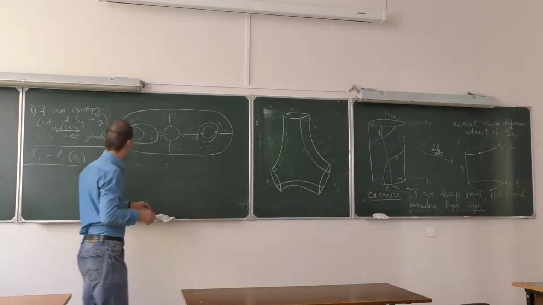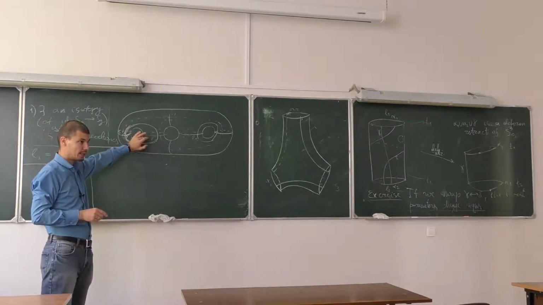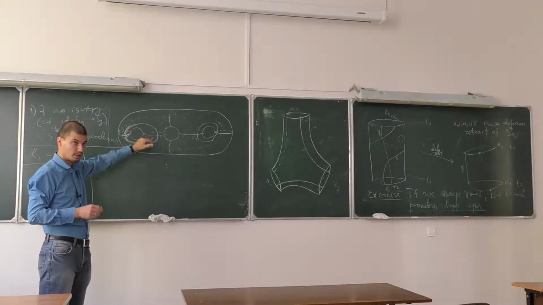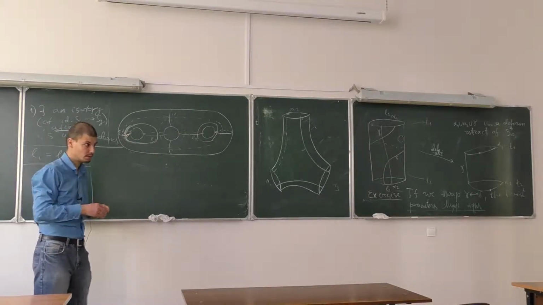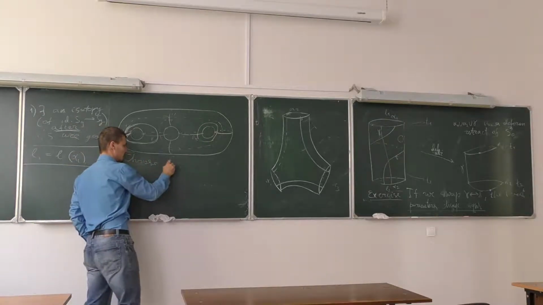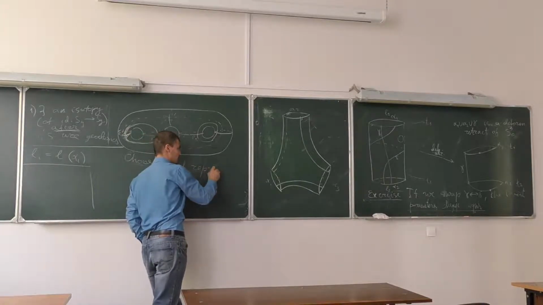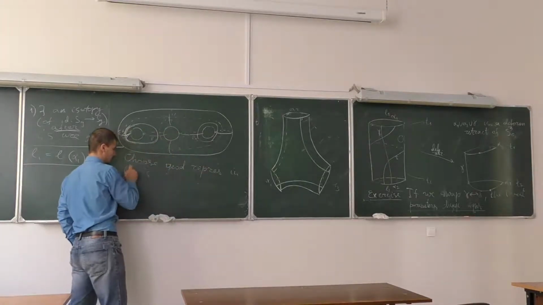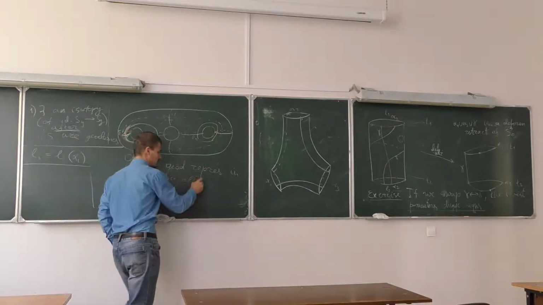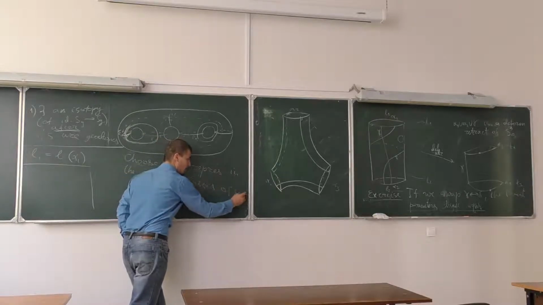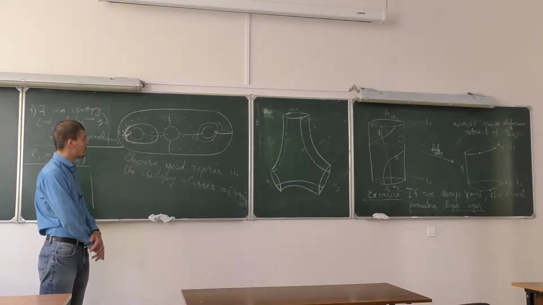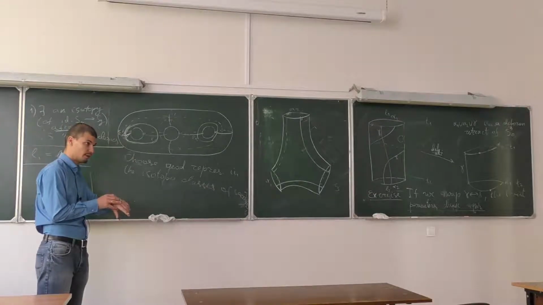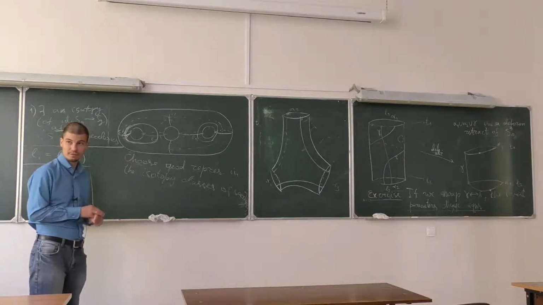But now I can do the following. Here I can change the beta i's. I can choose geodesic representatives in the isotopy classes of seams. A good question is: is it true that these geodesic representatives again form a set of seams?